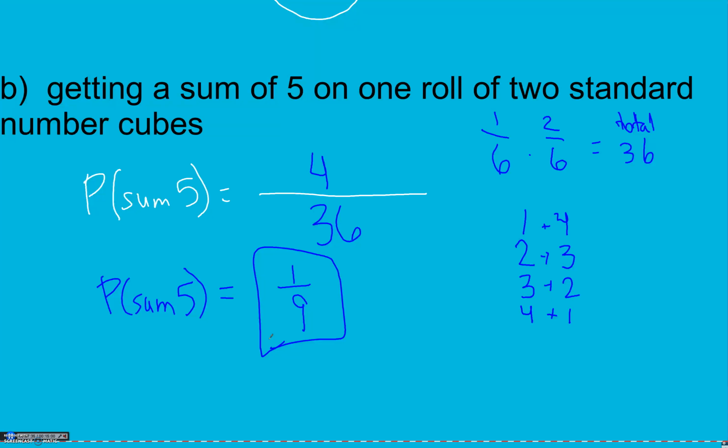Which means when you roll a pair of dice, you have a 1 in 9 chance, theoretical chance, of getting a sum of 5. The experimental chance would have been if you've rolled 36 times and gotten a sum of 5 10 times. Okay, that would be your experimental probability based off what has actually happened, where theoretical is based off what should happen, based off the options.